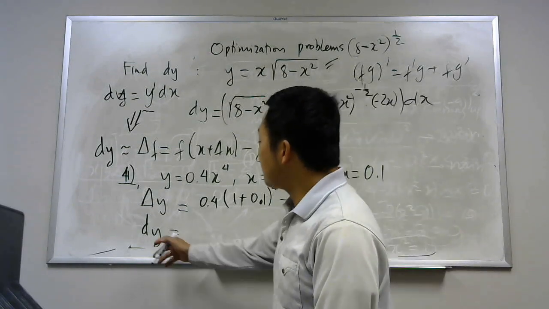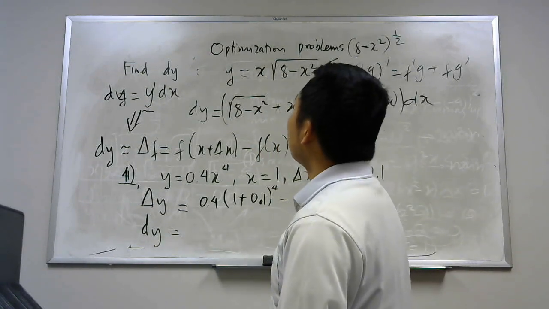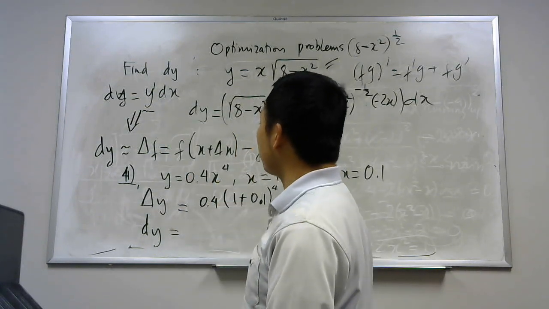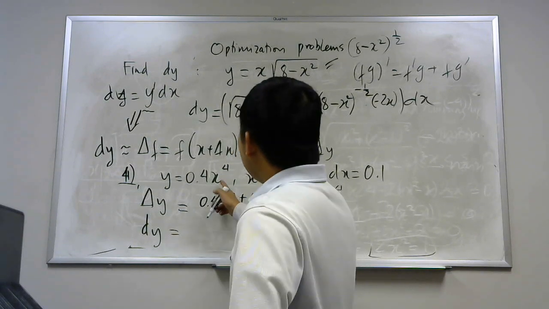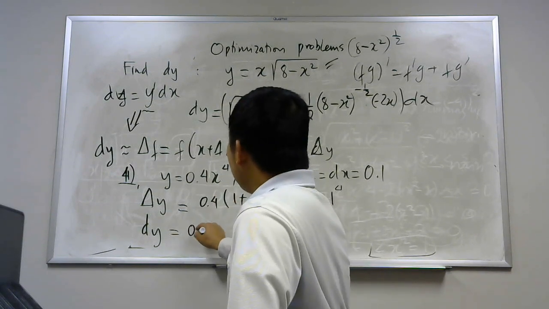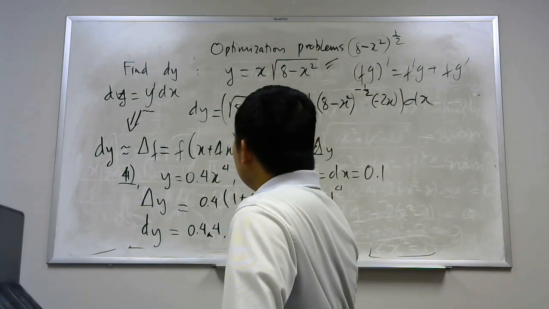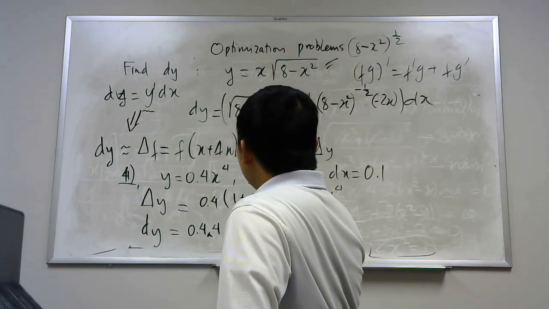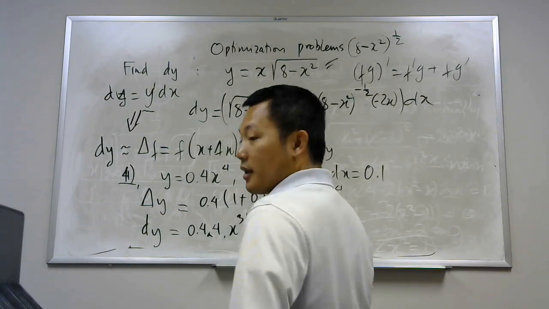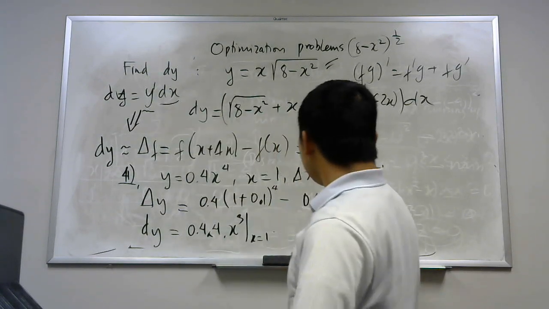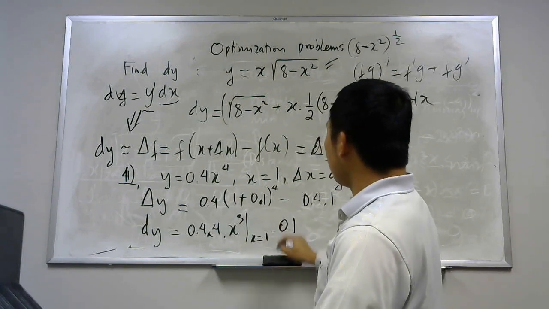And if you use differential, that means we have to find the derivative of the function. So what is this? The derivative of this function is equal to 0.4 times 4, and then x to the third, right? And I evaluate this when x equal to 1, and then I multiply by dx. dx is 0.1. You see?